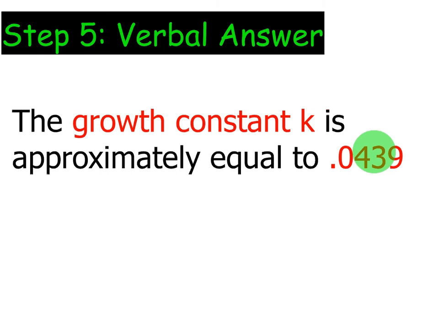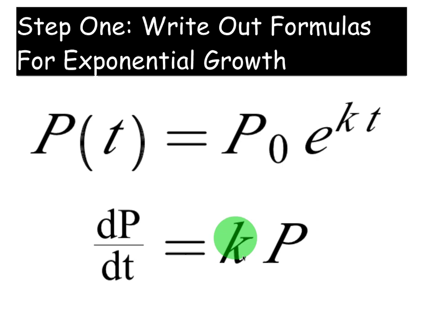Another way to think about this problem is with the rate formula. If k is approximately equal to 0.0439, suppose, for example, that the population was something like a million. If we plugged our growth constant in and multiplied by a million, we would actually get a rate of increase of the town or city of almost 44,000 people per year. So as you can see, the growth constant is very important when it relates to population growth.